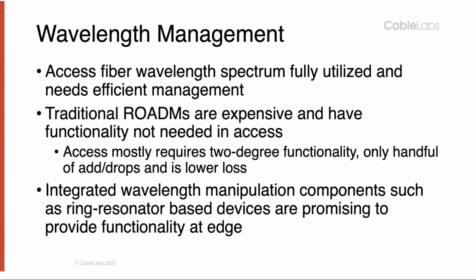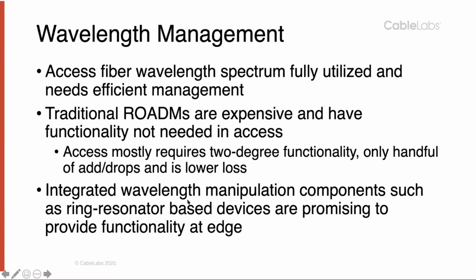So traditional ROADMs that are mostly for long-haul and regional networks are really too complex and too expensive and have too much functionality that's not needed in the access. In the access at most, we have fiber rings. So 2-degree ROADM functionality is enough. And since we have only fewer add-drop ports, it results in a lower loss device. So optimization and design towards this type of use case results in a much simpler device.